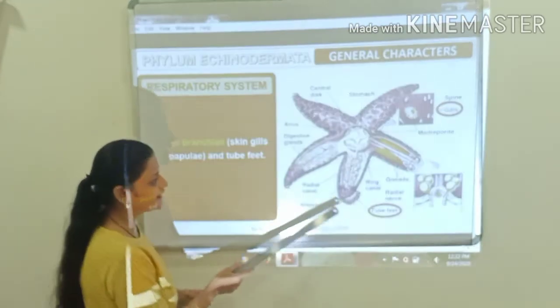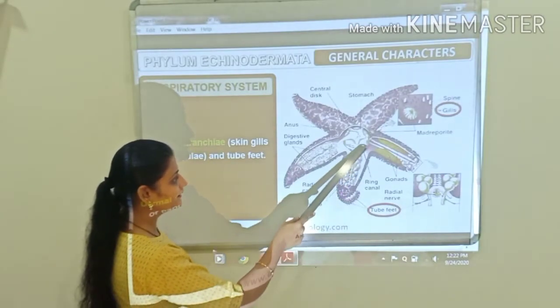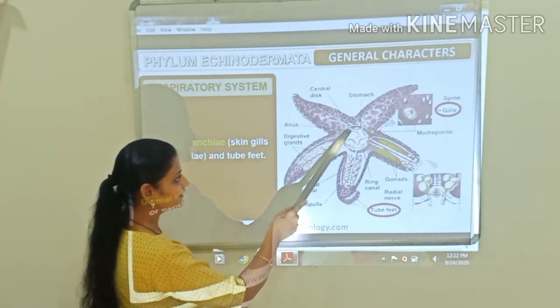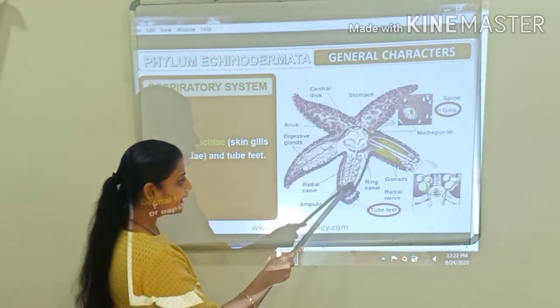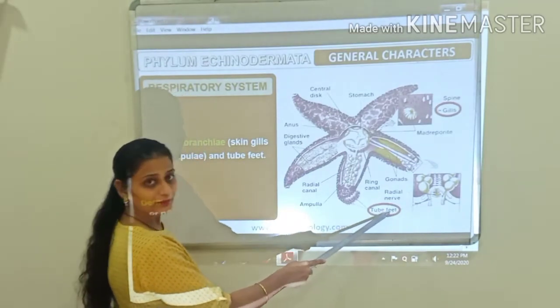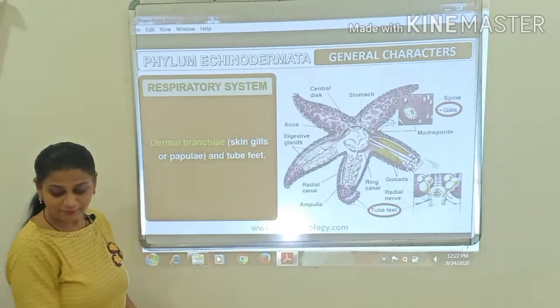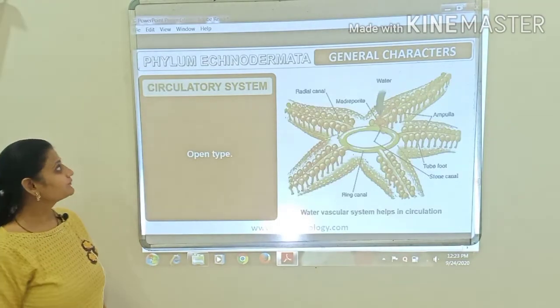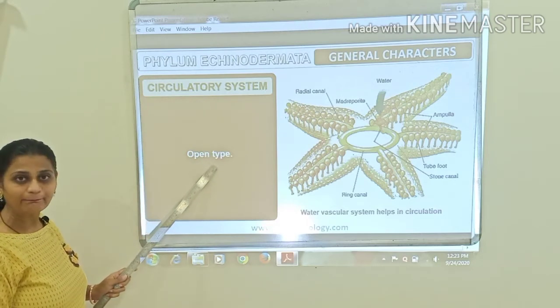If we see this diagram, here the central canal is there. Then this is the radial canal, and on the radial canal there are the tube feet. So with that there is exchange of gases taking place in echinoderms. Then the circulatory system is of open type.